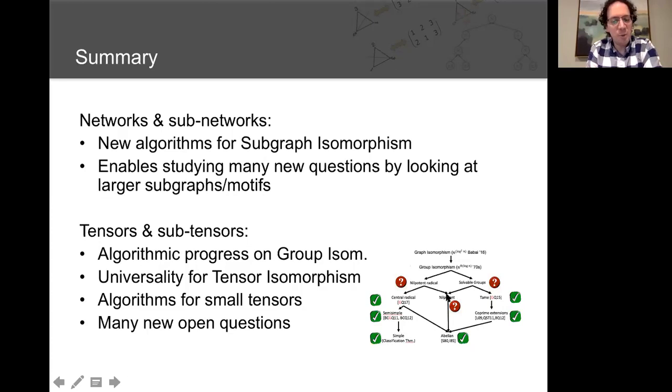We're stuck at nilpotent group isomorphism, which is secretly the same as tensor isomorphism. And we're really starting to develop a basic algorithmic toolkit. We have some of the theory, like this universality result for tensor isomorphism. And then we're continuing to work on some of the many new and exciting open questions about tensors and their subtensors.